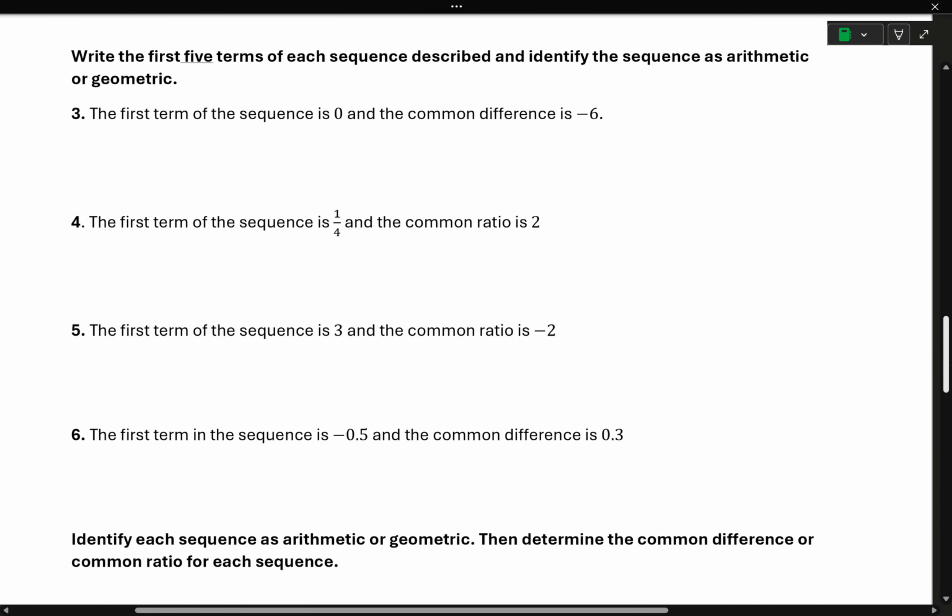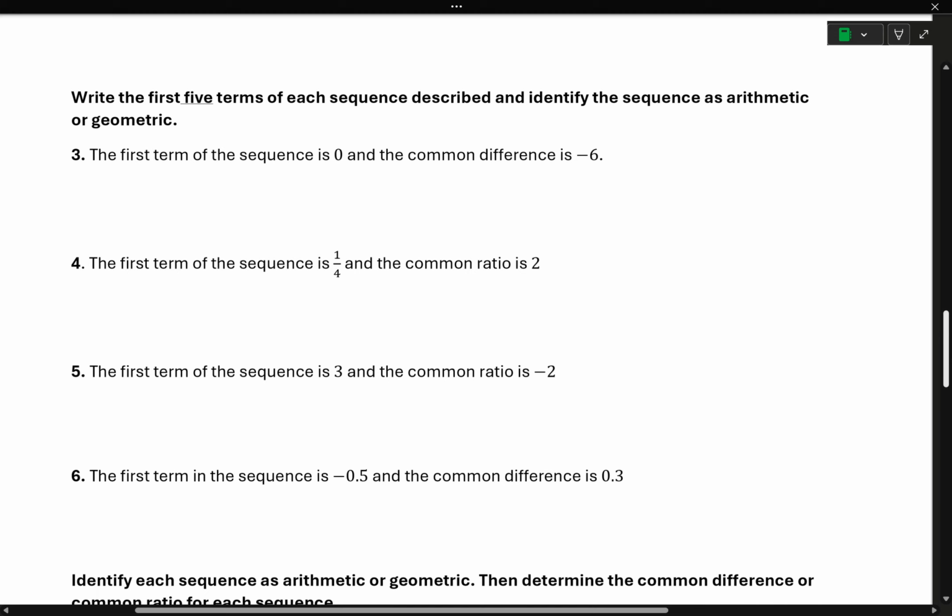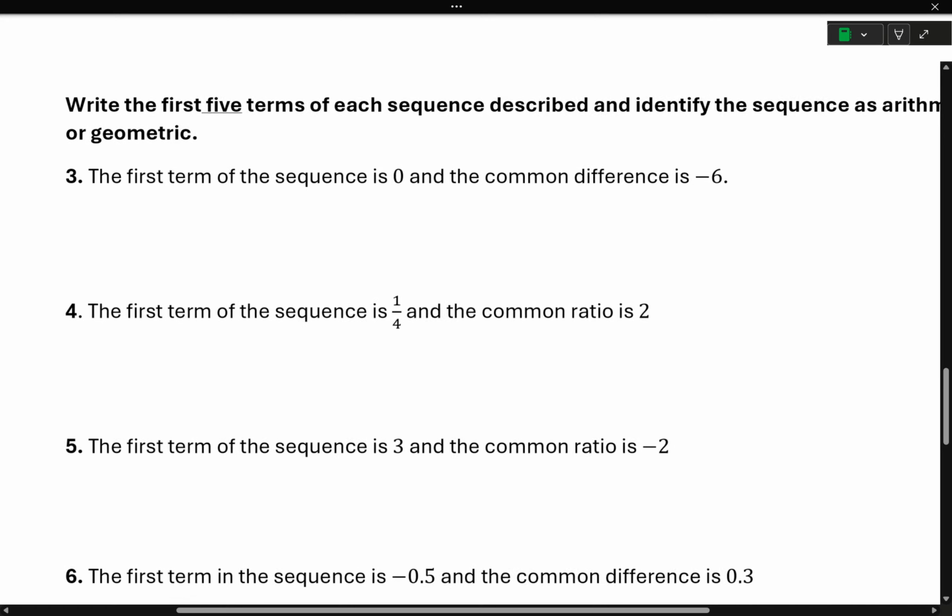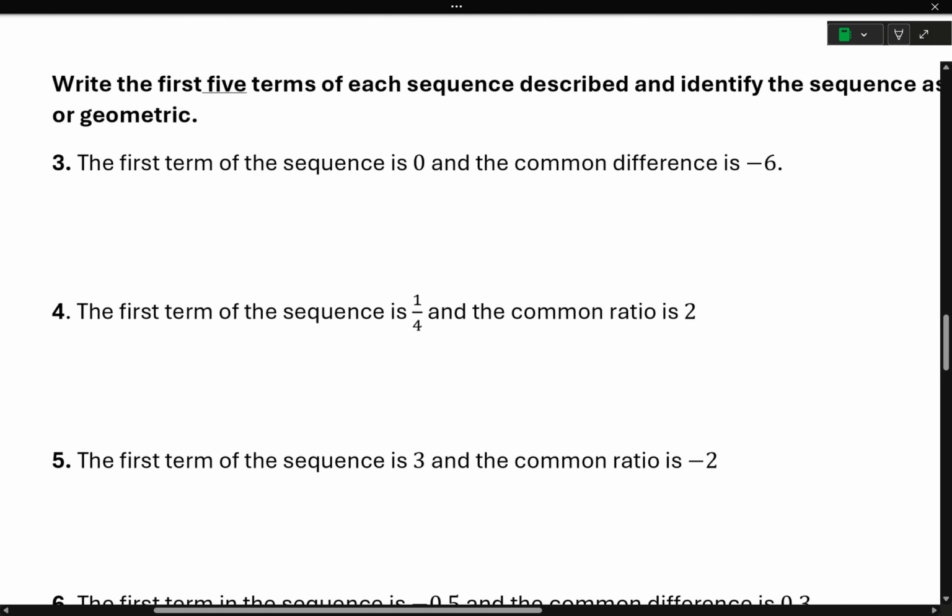In numbers 3 through 6, what you're going to do is give me the first 5 terms of a sequence, and I also want you to identify them as geometric or arithmetic. Okay, so I'm going to zoom in to number 3. The first term of a sequence is 0, and the common difference is -6. Common difference means arithmetic.